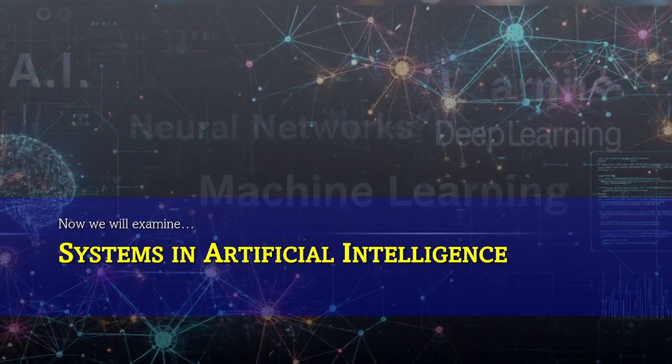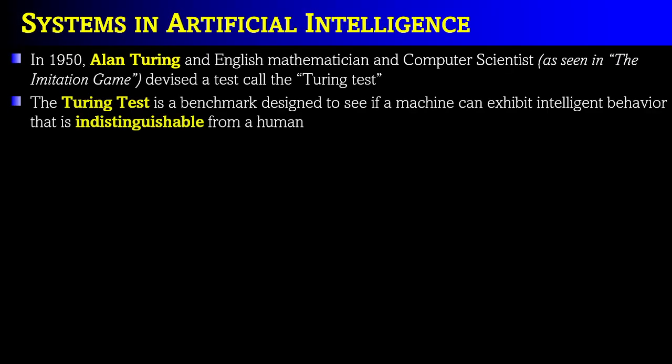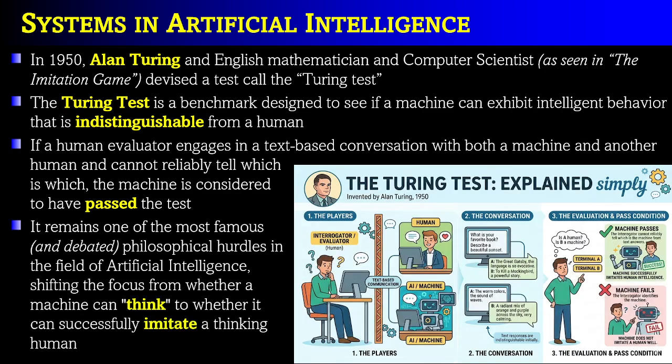So let's now move on to look at the systems in artificial intelligence. In 1950, Alan Turing, an English mathematician and a computer scientist, who we've seen in the movie The Imitation Game, devised a test called the Turing test. Basically, the Turing test is a benchmark designed to see if a machine can exhibit intelligent behavior that is indistinguishable from human behavior. In other words, it can imitate a human.